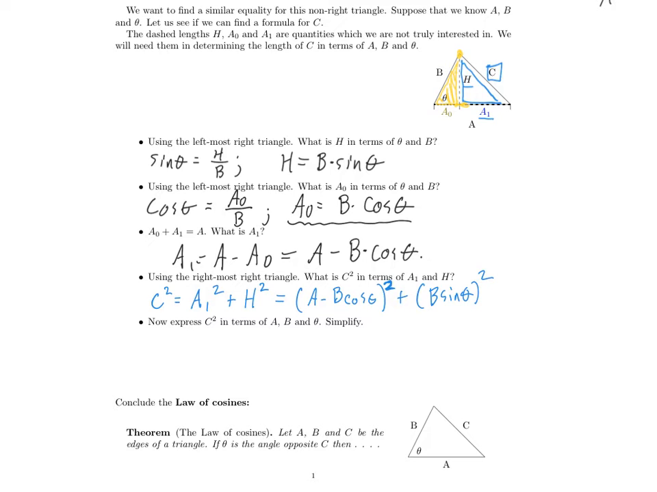Let's simplify it. How will we simplify it? Well, let's FOIL everything out. Let's use the fact that squaring things isn't so hard to do, and we'll see what simplifies. So let's simplify. c squared is equal to, first we FOIL out this bit, a squared minus 2ab cosine theta plus b squared cosine squared theta. So that's just by FOILing out the first term, plus b times the sine of theta quantity squared, which is the same thing as b squared sine squared theta.